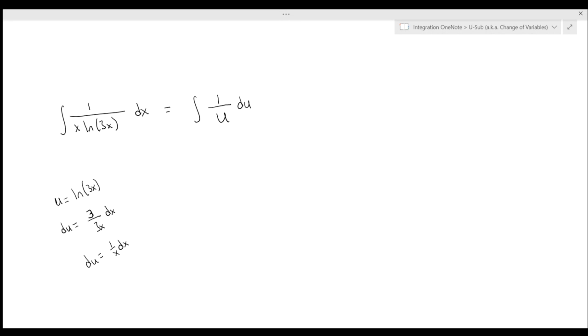Okay, so here we have the integral of 1 over u du. The integral of 1 over u du should be the natural log of the absolute value of u. And then when we're plugging in u, well, u was natural log of 3x without an absolute value. So when we plug in u, it's going to be natural log absolute value, but then we'll have natural log without an absolute value of 3x plus c.